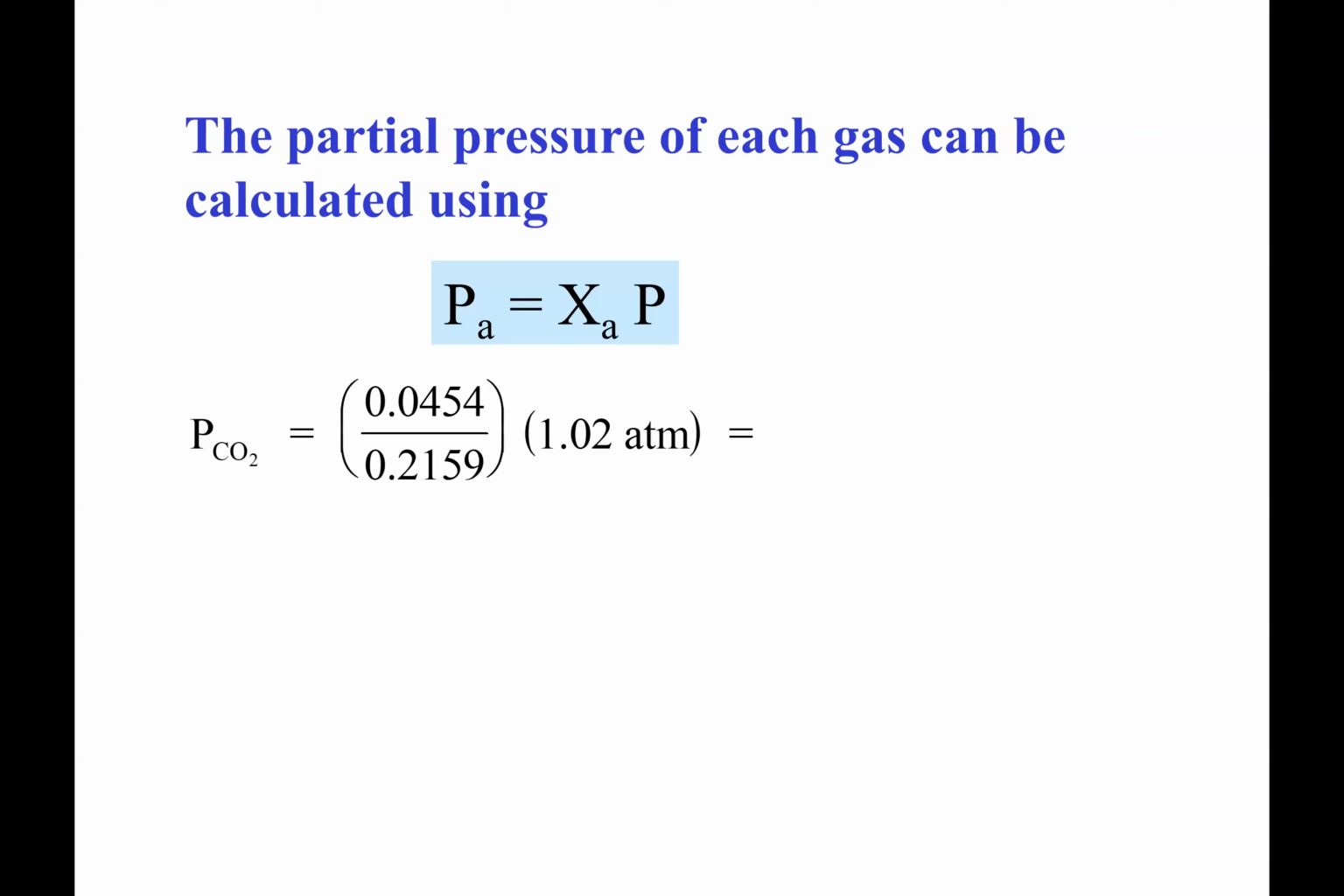Taking on carbon dioxide first. A few slides ago, we came up with the moles of CO2 was 0.0454. A little bit ago, we came up with the total moles of those 3 gases, 0.2159. So that gives us the mole fraction. I'm going to put a little subscript T with that pressure. The total pressure we said was 1.02 atmospheres. With 3 sig figs, that gives you the partial pressure of CO2 as 0.214 atmospheres.